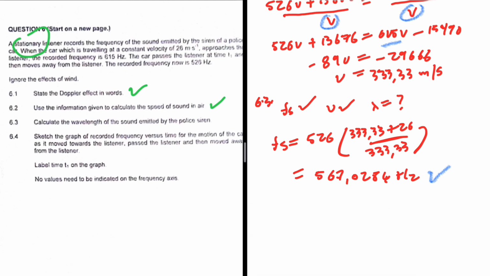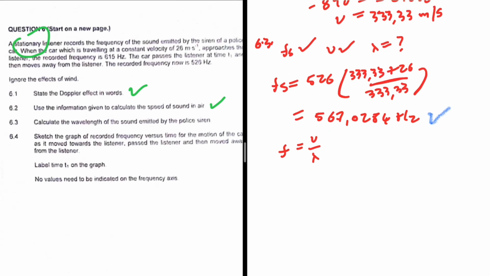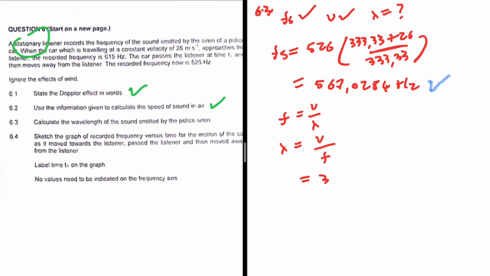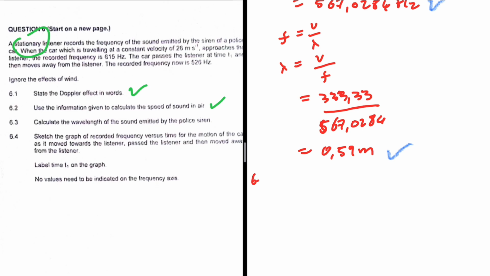Okay, so we have Fs. Now we just need the wavelength. The frequency is equal to the velocity divided by the wavelength, so the wavelength is the velocity divided by the frequency. So let's substitute here: 333.33 divided by 567.0284. This is 0.59 meters. So there we go. We have the wavelength. Now 6.4.